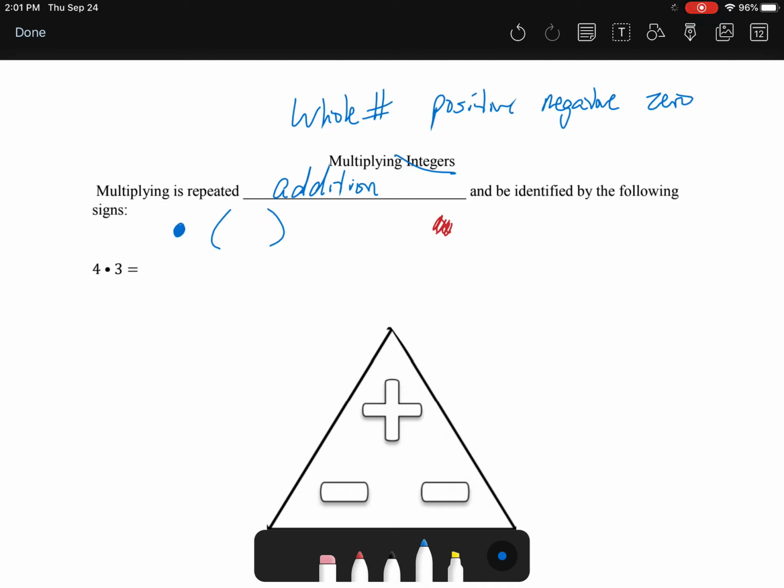When I look at 4 times 3, that is the same thing as just repeated addition. So this is really 4 plus 4 plus 4, 4 being multiplied 3 times.